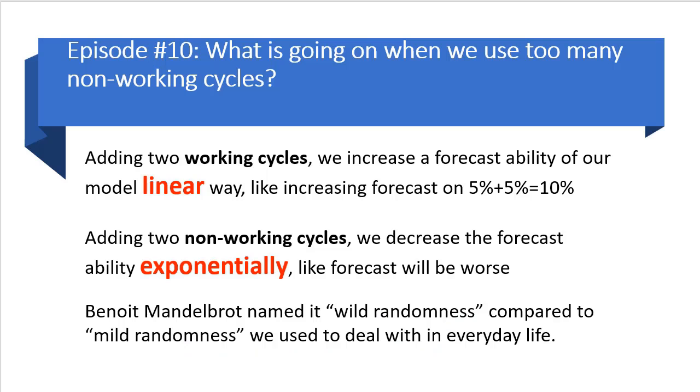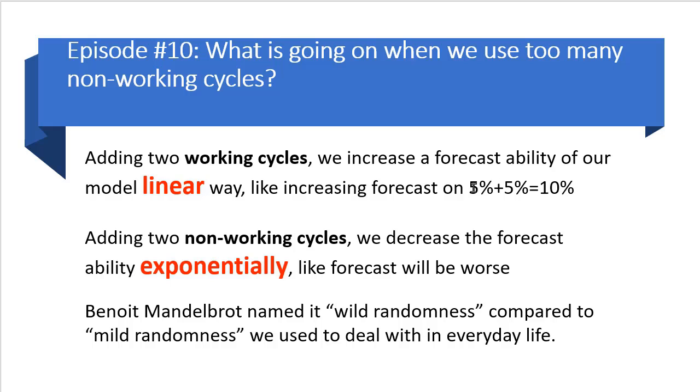Next, episode number 10: what is going on when we use too many non-working cycles? Actually, this is a very interesting subject. You see, there is a kind of asymmetry between working cycles and non-working cycles. Adding new working cycles, we increase forecastability in a linear way. For example, if we have one cycle that forecasts 5% of price movement, and add another cycle that forecasts 5%, the forecast based on the superposition of these cycles will explain 10% of stock market behavior.